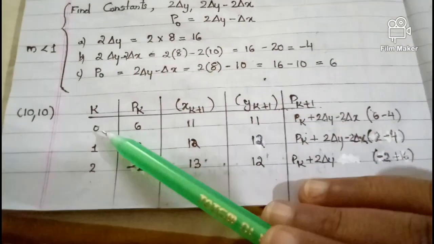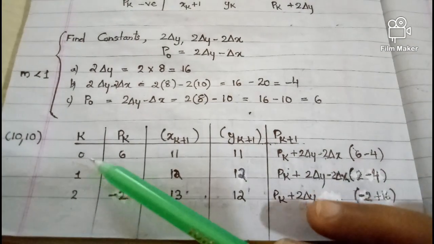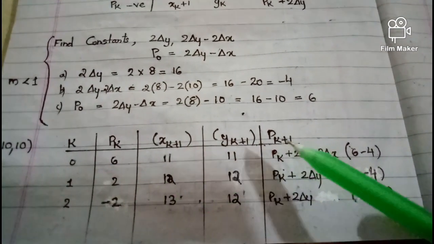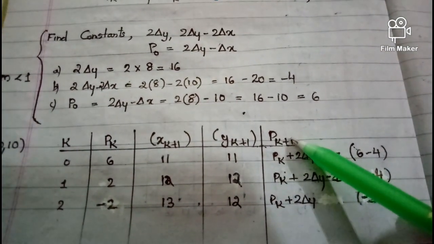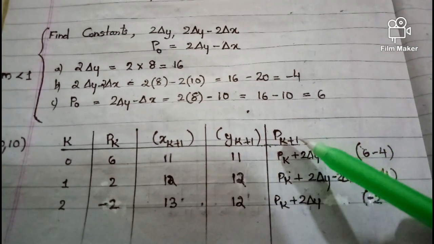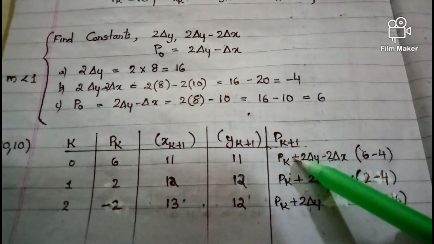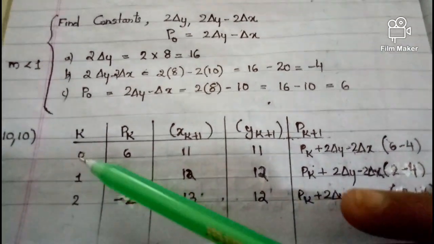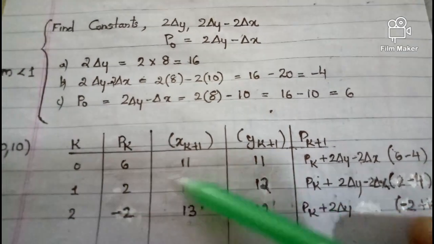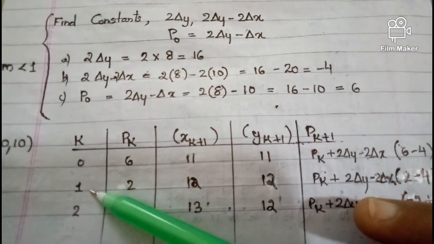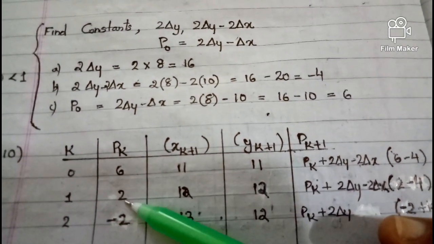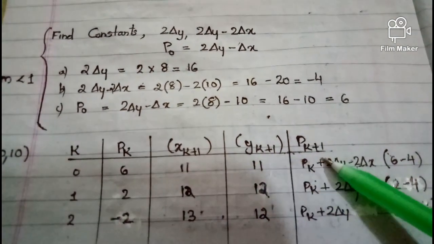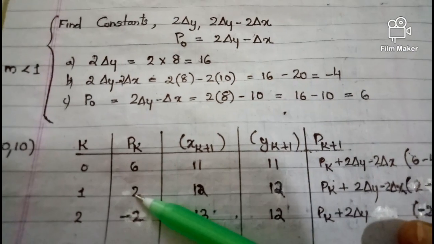Clear? So in the first row we have computed pk plus 1, which is the pk value for the next step, the next pk. This value will be used in the second row. This time the value of k becomes 1. So one iteration is finished. In the second iteration the value of k becomes 1, and here the calculated pk plus 1 value will be used.